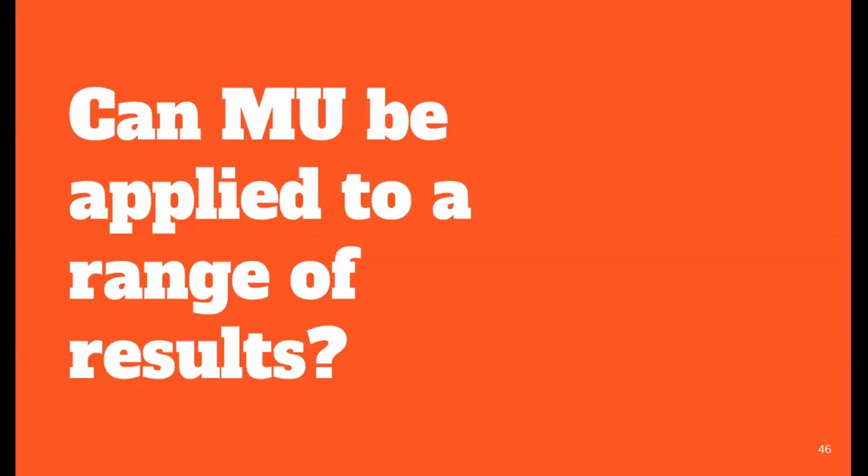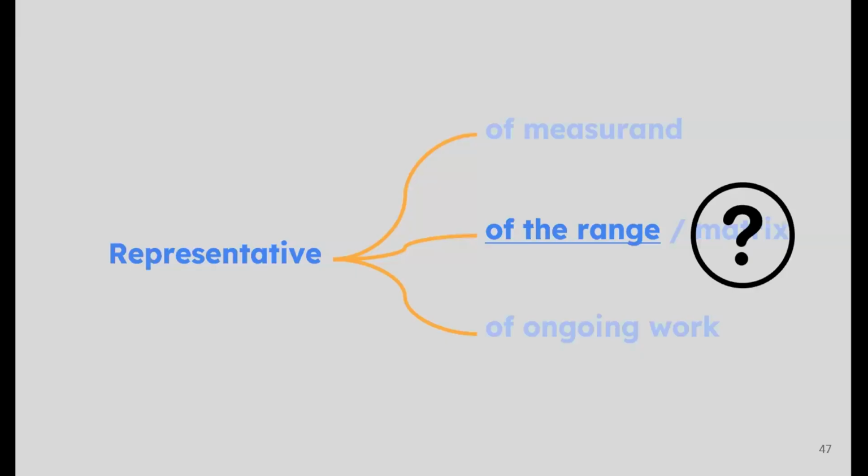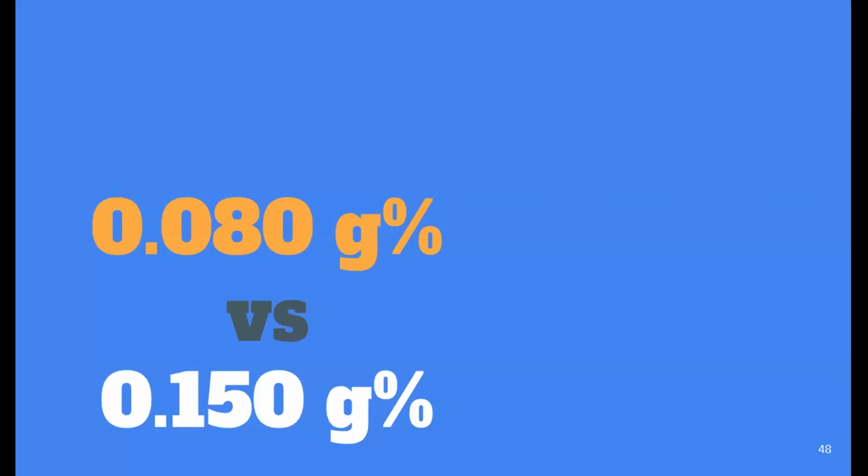Another common question related to measurement uncertainty and control data is, can one measurement uncertainty be applied to a range of results? And if this sounds familiar, this is that second dot point we talked about earlier, that the data you include must be representative of the range, right? We're not talking about matrix right now, just of the range of tests. So an example to drive this home: in that same test method, we have two QCs, one at 0.08 and one at 0.15. And these are different parts of the range of values within this same test method.